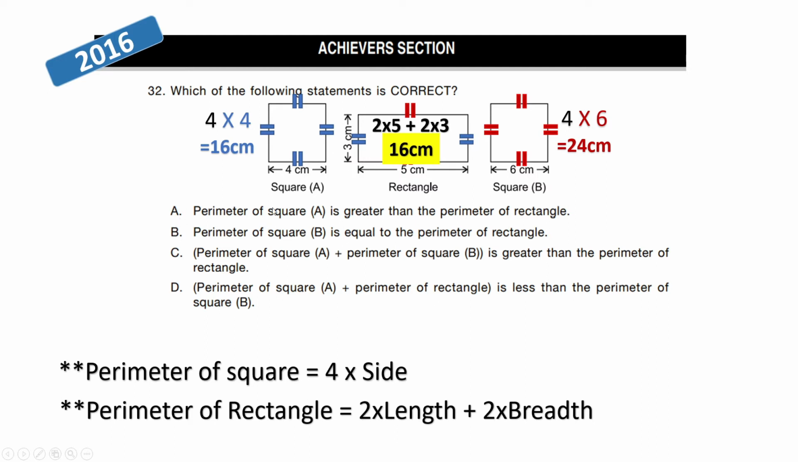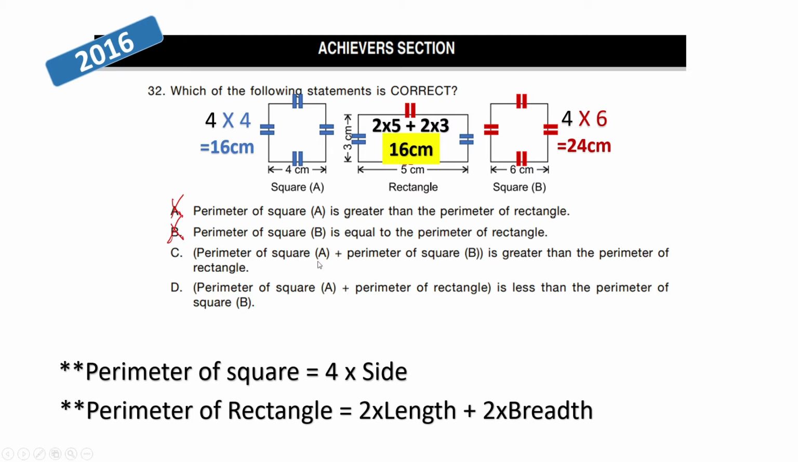A says perimeter of square A, which is 16, is greater than perimeter of rectangle. It is incorrect because they both are same. B says perimeter of square B, which is 24, is equal to perimeter of rectangle. Again incorrect because 16 and 24 are not the same.